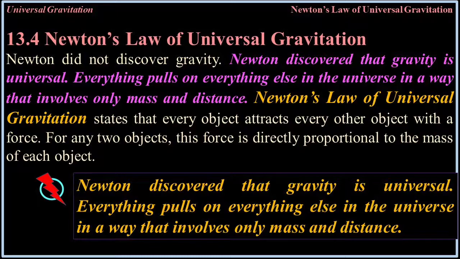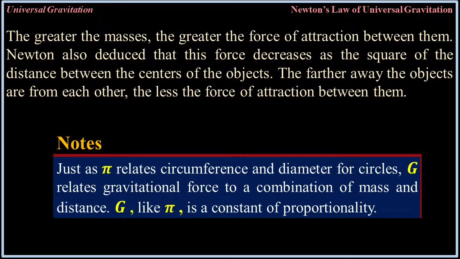Newton discovered that gravity is universal. Everything pulls on everything else in the universe in a way that involves only mass and distance. The greater the masses, the greater the force of attraction between them. Newton also deduced that this force decreases as the square of the distance between the centers of the objects. The farther away the objects are from each other, the less the force of attraction between them.